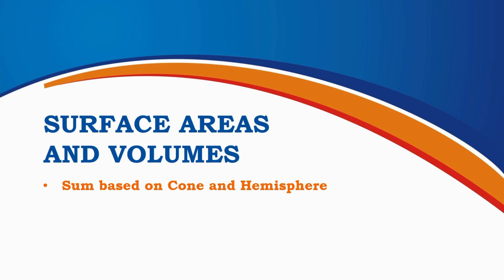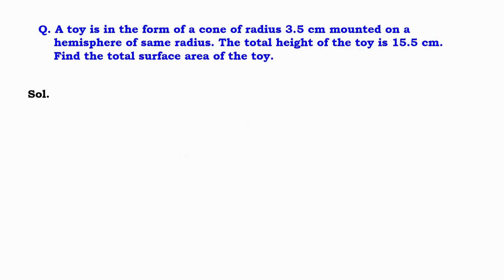Now let us solve a problem which is based on cone and hemisphere. So let us take a look at the problem. A toy is in the form of a cone of radius 3.5 centimeter mounted on a hemisphere of same radius. You can clearly see that in the previous videos we have only solved with one hemisphere or one sphere or one cone. Now this is a combined figure, where there will be hemisphere with cone or hemisphere with cylinder. So that kind of problems will be there.